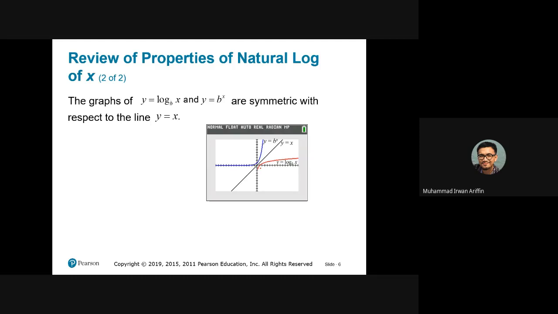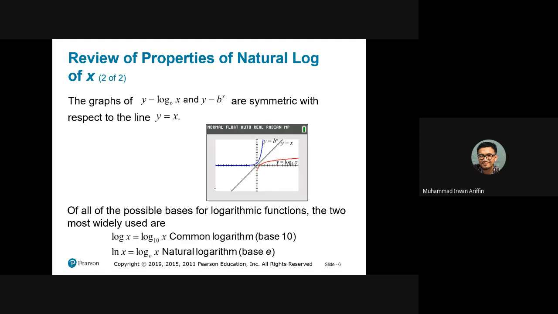As you can see here, for a logarithmic function, the domain can be any positive real number, but the range can be any real number. But for an exponential function, the domain can be any real number, but the range has to be positive, any positive real number.